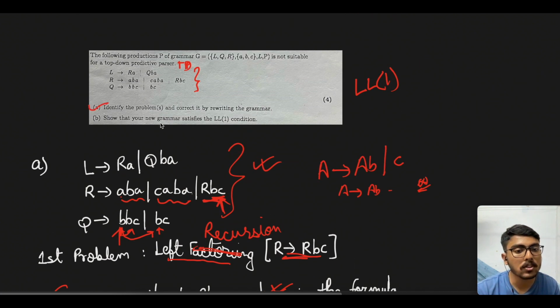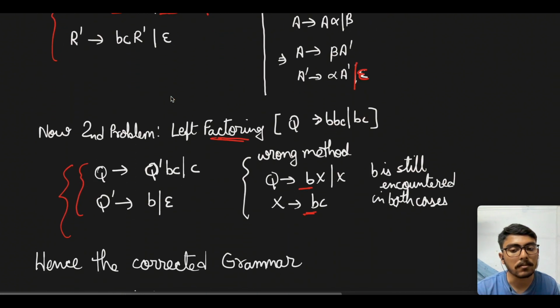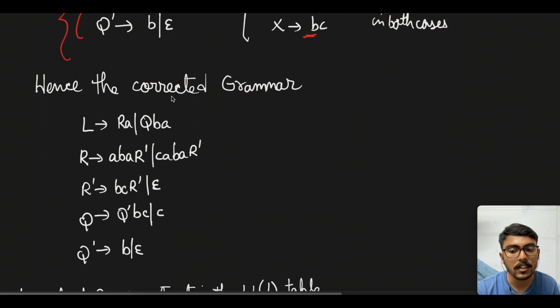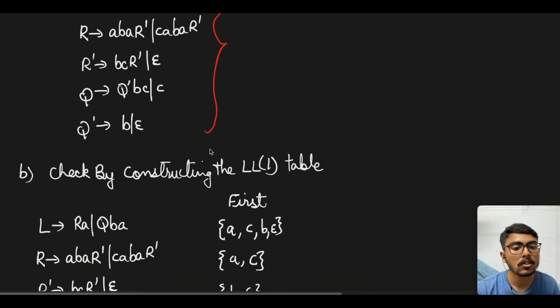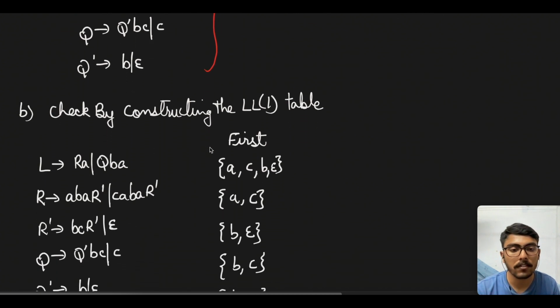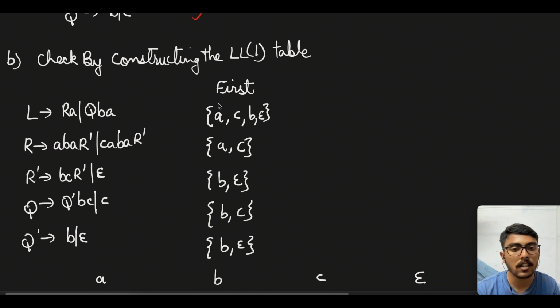Then we have to show that the new grammar satisfies the LL1 condition. So LL1 condition means that we have to create the LL1 grammar, which is this, and when we form the parse table, there should be no conflicts in that. If we are able to make a parse table without any conflicts, then we will say that the grammar is LL1 parsable. So for making the table, we will first consider creating the first of all the non-terminals.